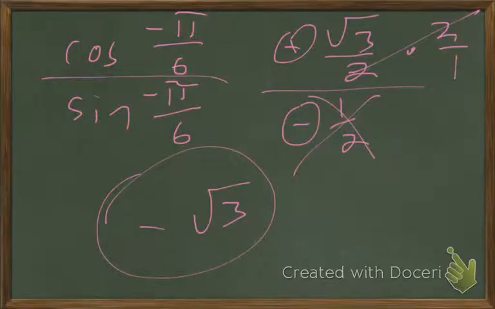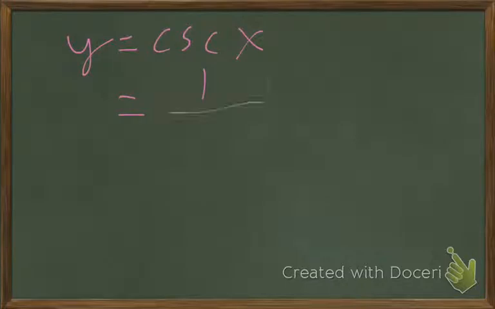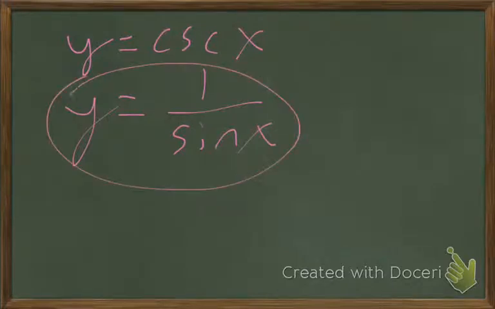Okay. Number 8, we want to graph y equals csc x. So y equals csc x, that's cosecant. That's the same as 1 over sine x. And just so you know, this would be the easiest to graph using a graphing calculator. Plug this into your graphing calculator.